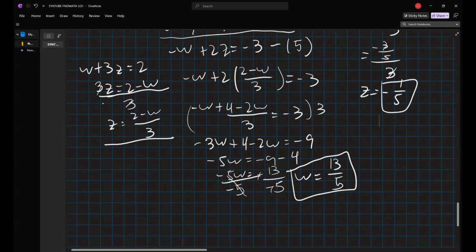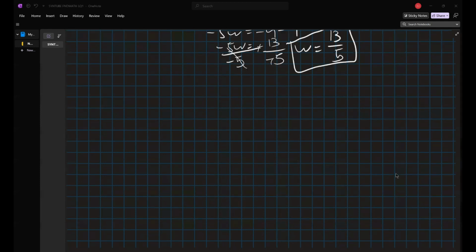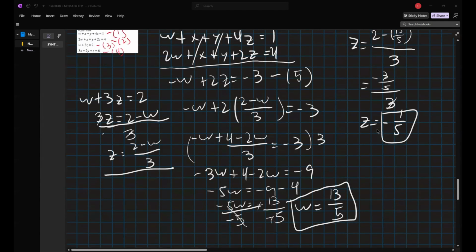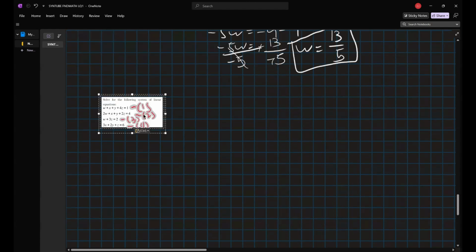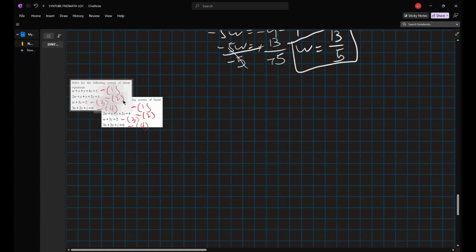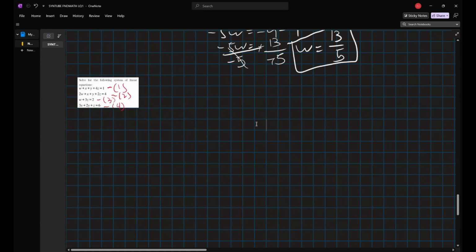Wait, let me just get more pages. Okay. Now, where was I? Equation 1. So let me just copy this. So we have our reference. We want to once again use equation 1, and we can solve for either the value of x or the value of y, in which case I want to solve for x. So let's have w plus x plus y plus 4z equal 1. We want to solve for x.